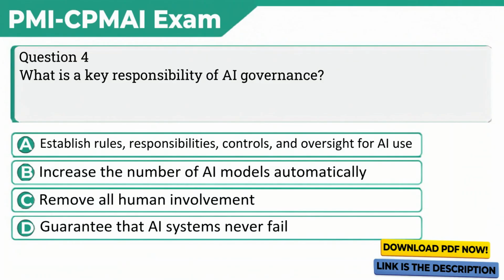Question 4. What is a key responsibility of AI governance? A. Establish rules, responsibilities, controls, and oversight for AI use. B. Increase the number of AI models automatically. C. Remove all human involvement. D. Guarantee that AI systems never fail.